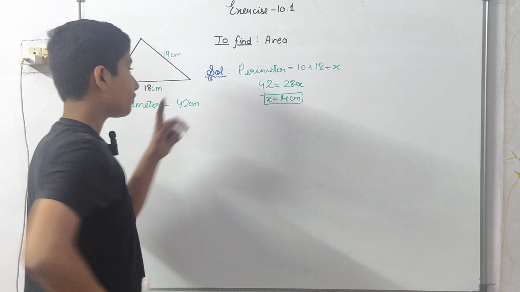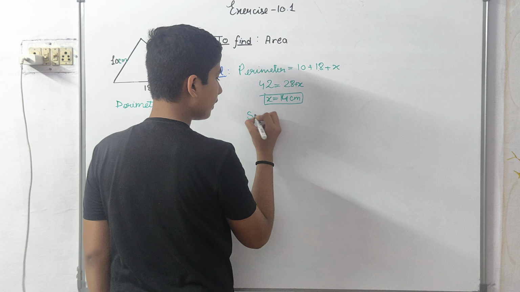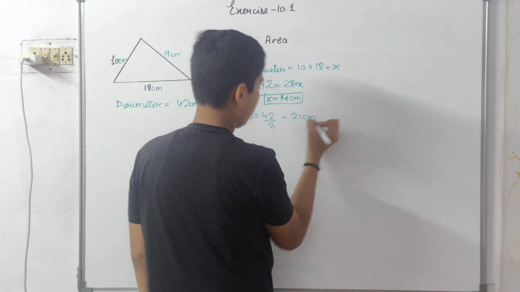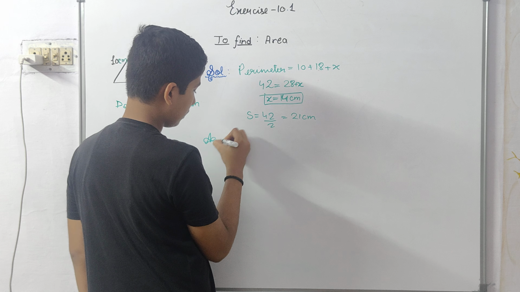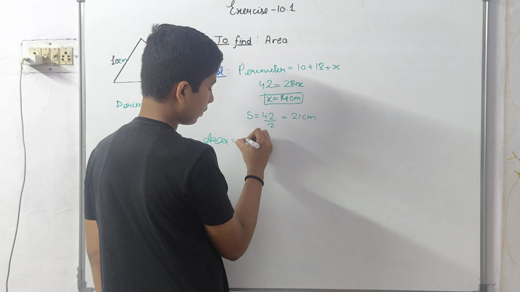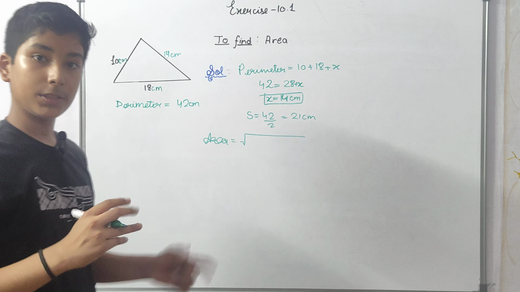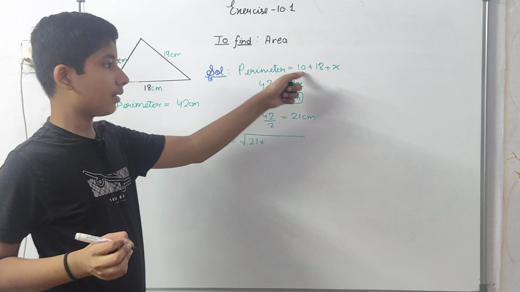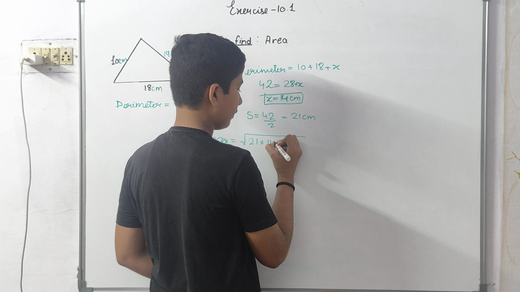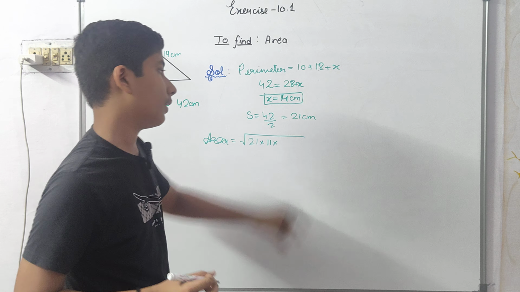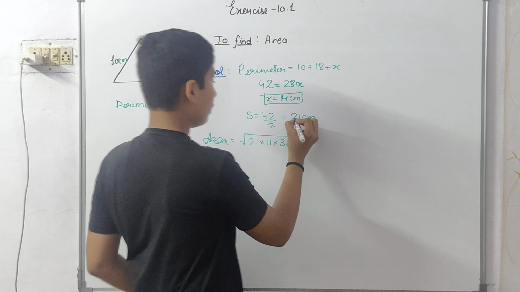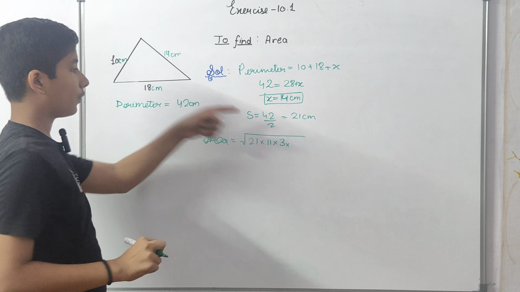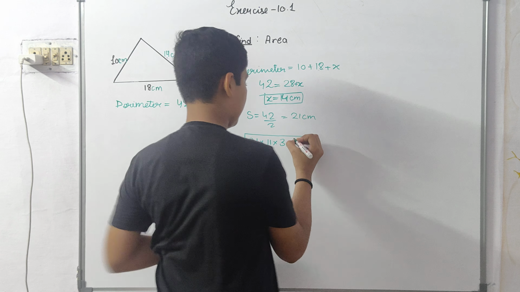Okay. Now we find S. S equals 42 upon 2, hence 21 centimeter. Now what would be the area? Area equals root. First of all, we'll put root. S is 21. 21 into 21 minus 10, which is 11, into 21 minus 18, which is 3, into 21 minus the third side, which is 14. 14, 15, 16, 17, 18, 19, 20, 21. 7.